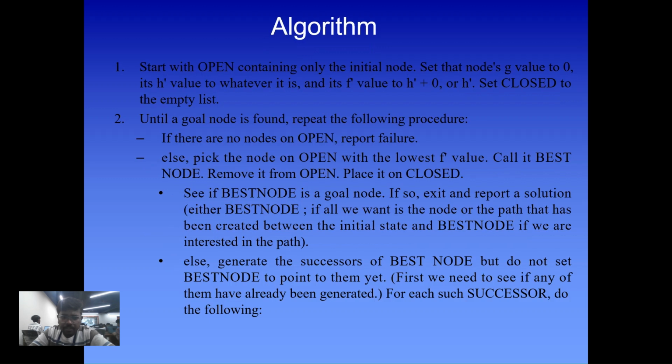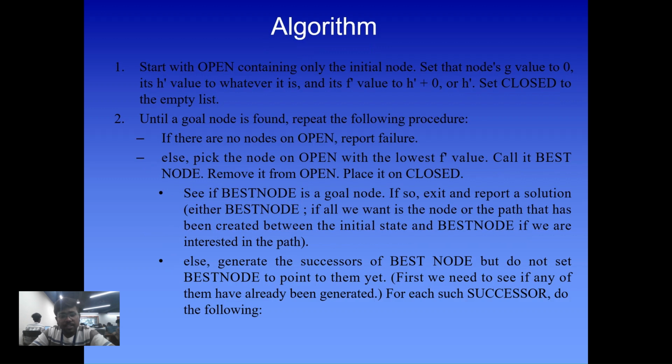If not, pick the node on open with the lowest f dash value, call it best node, remove it from open, and place it on closed. See if best node is a goal node. If so, exit and report a solution, either best node if all we want is the node, or the path that has been created between the initial state and best node, if we are interested in the path. Else, generate the successors of best node, but do not set the best node to point to them yet.